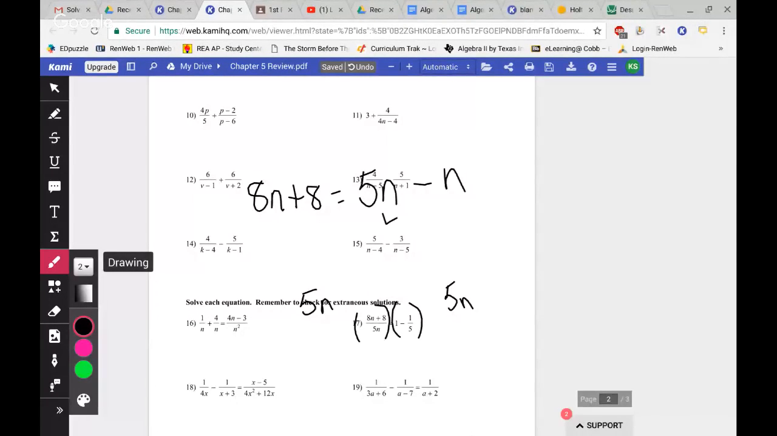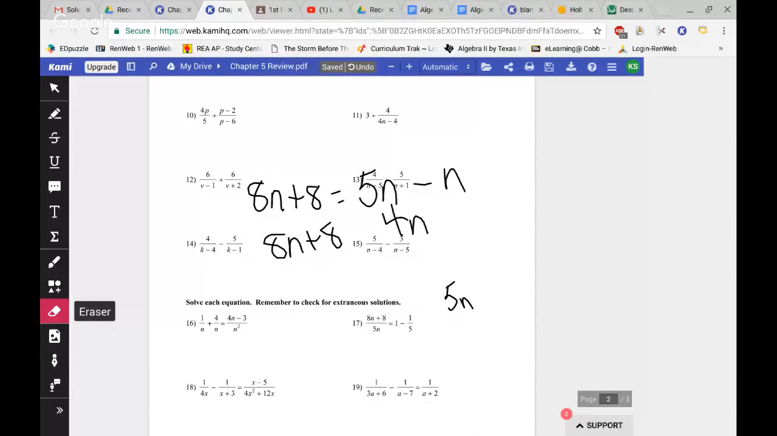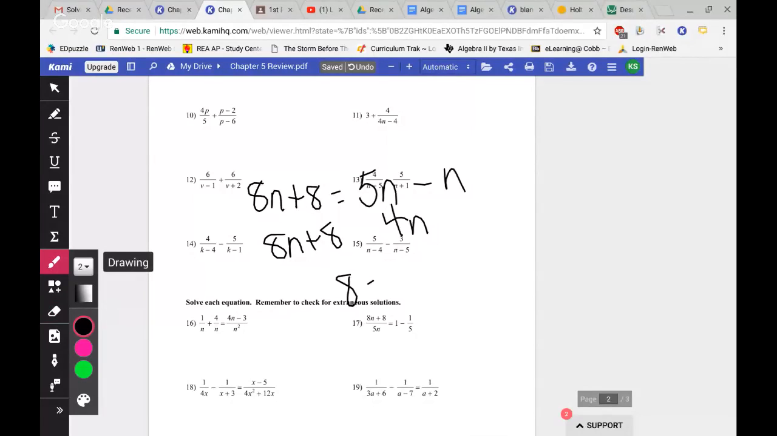So now you'll combine like terms. Eight equals negative 4n, because I brought my 8n over. And now I'm going to divide both sides by negative 4. And that gives me n equals negative 2. So you'd want to plug in that negative 2 just to ensure that it would not make the denominator a 0, and it doesn't. So you're good.